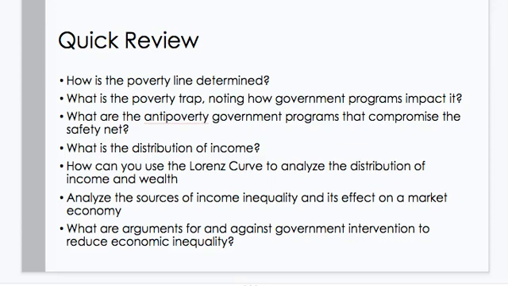Quick review. How is the poverty line determined? What is the poverty trap? Noting how government programs impact it. What are the anti-poverty government programs that comprise the safety net? What is the distribution of income? How can you use the Lorenz curve to analyze the distribution of income and wealth? Analyze the sources of income inequality and its effect on a market economy. What are the arguments for and against government intervention to reduce economic inequality? That's all.